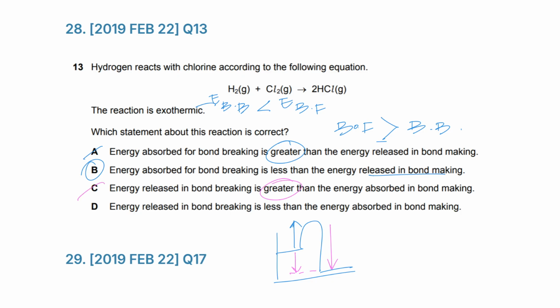A and C are endo. Energy released in bond breaking is less than the energy absorbed in bond. See, first of all, energy is not released in bond breaking. Energy is absorbed. So C and D could be eliminated like this. Even by reading that energy is released, you could say energy is not released in bond breaking. Energy is absorbed in bond breaking. So C and D are wrong.